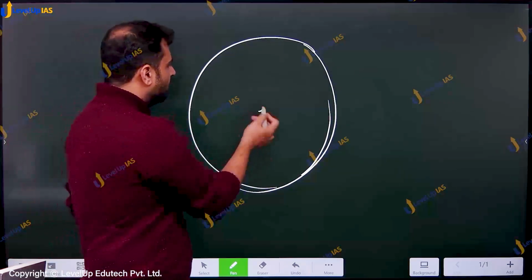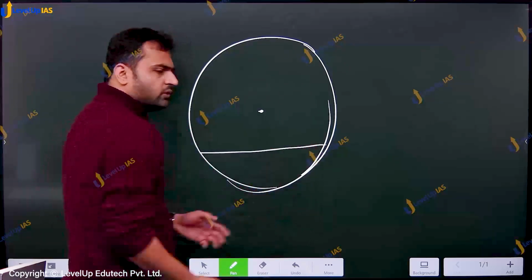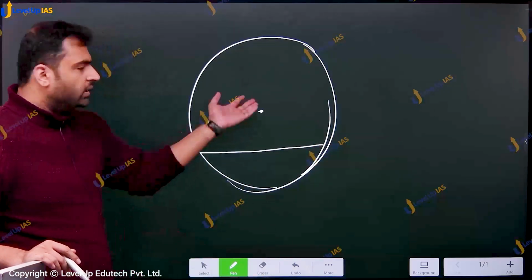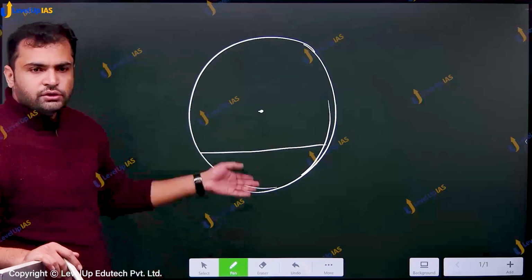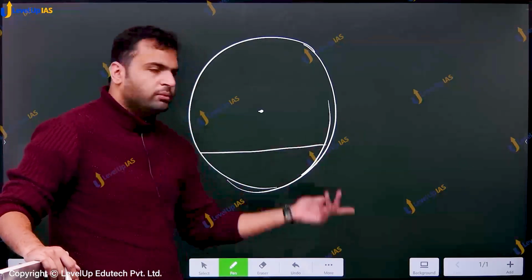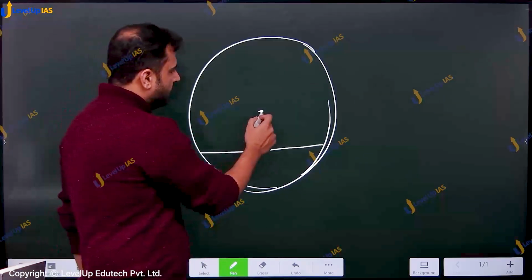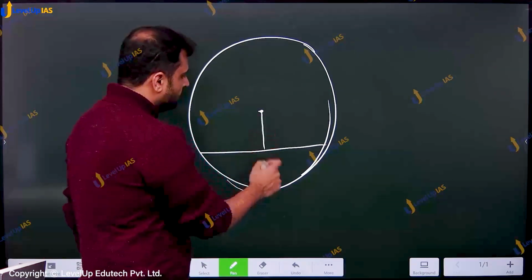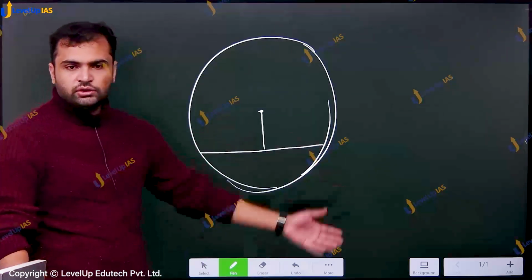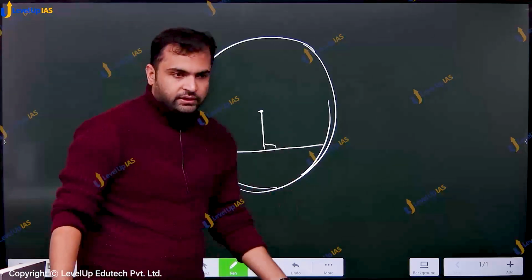Now, if we have a center here, this is called a chord of a circle. Let this chord be not passing through the center, then this is not a diameter, right? This chord would be smaller than the diameter. Then what I do is I drop a perpendicular from the center on this chord. Because I have dropped a perpendicular, this is 90 degrees.